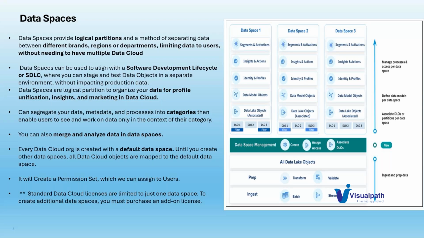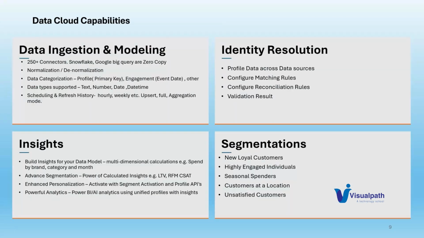And these are all the capabilities of Data Cloud. Data ingestion, this is where you bring the data into Data Cloud. Identity resolution rules, this is where your unified profiles will be created. Insights are, you can say, kind of reports and dashboards on top of Data Cloud data. Segmentation is where you identify the business-required chunks of the data.